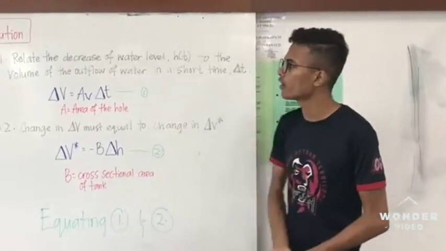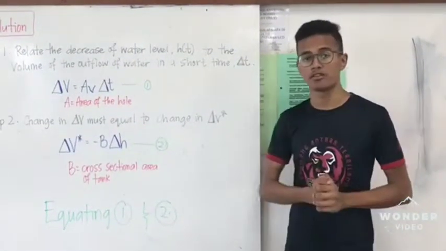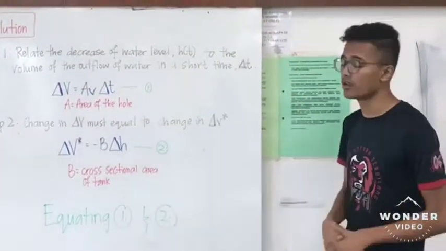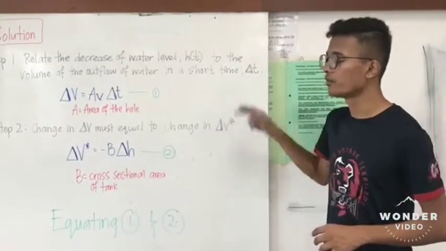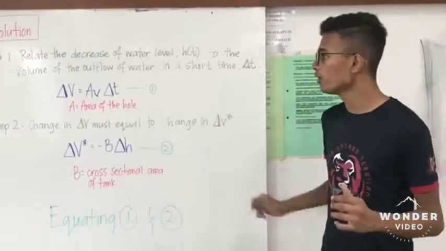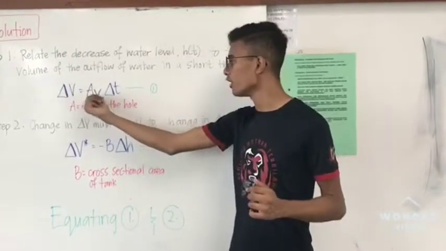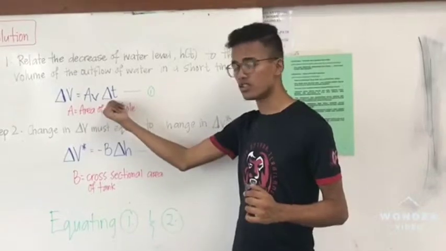We have divided the solution into 8 steps. I'm going to be explaining the first 4 steps of the solution. Step 1 is to relate the decrease of water level to the volume of outflow of the water in a short time. Basically we're talking about the hole now. So the rate of change of volume is equal to the area of the hole times the speed of water, relative to the change in time.